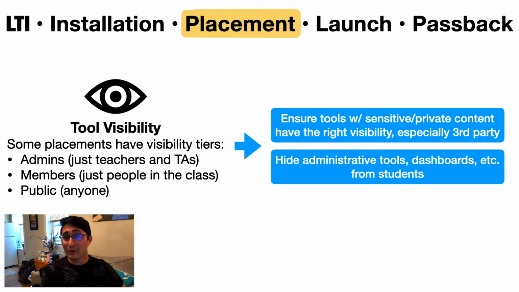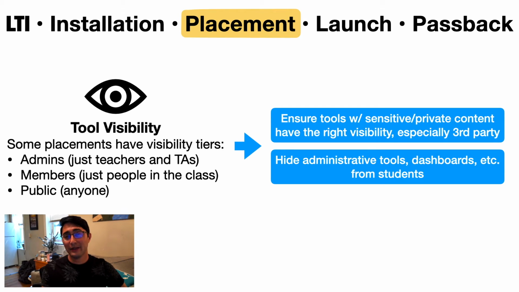So this is extremely important, especially if you're installing a third-party tool that has sensitive content in it. Let's say you're installing a discussion board where students are having classroom discussion on content that only people in the class should know about and should be discussing. So as a technologist, you might want to check that those third-party tools have the right visibility tier.